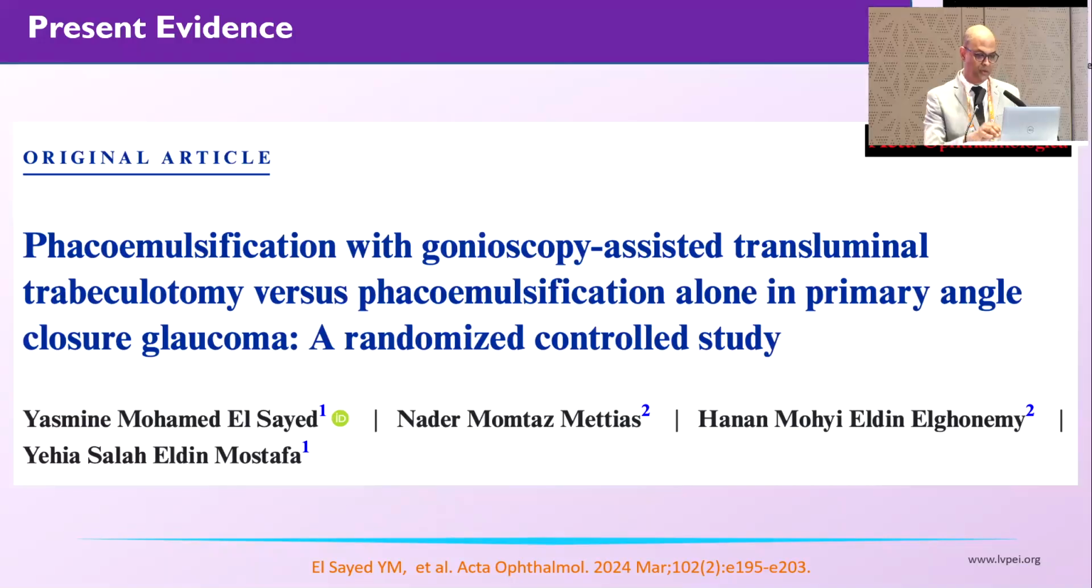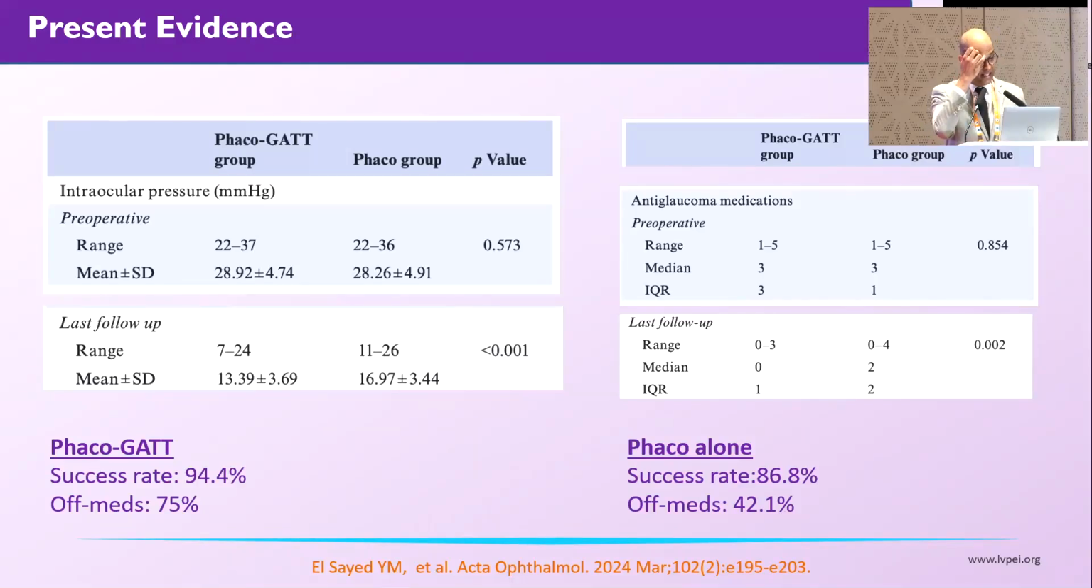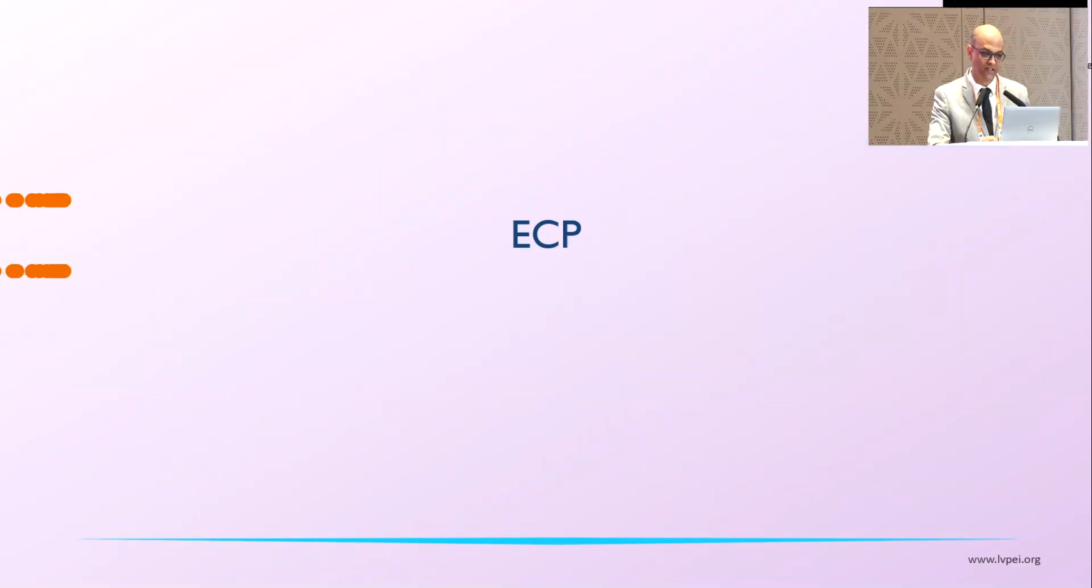Another study, from a group in Egypt, has published a very good paper with successful outcomes after phaco and GATT versus phaco alone. You can see that the success rate is much higher and the number of patients who are off meds at the end of 1 year is also much higher, 75% versus 42%. So phacogoniotomy or phaco-GATT works as well as phacotrab in angle closure and much better than phacoemulsification alone.